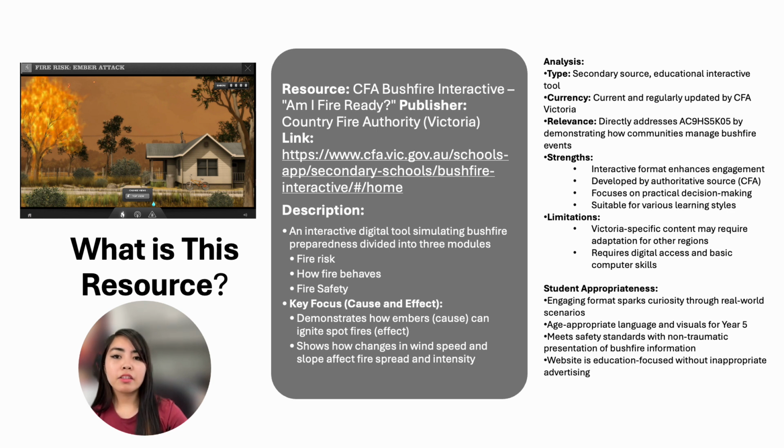Next, in the How Fire Behaves section, students are invited to manipulate different variables such as wind speed, wind direction, and slope of the land. Using interactive sliders and toggles, they can observe how these changes directly influence the speed and intensity of a bushfire. For example, increasing the wind speed shows how the fire spreads more rapidly, reinforcing the cause and effect relationships that we are studying. And the final section, Fire Safety, focuses on practical measures.